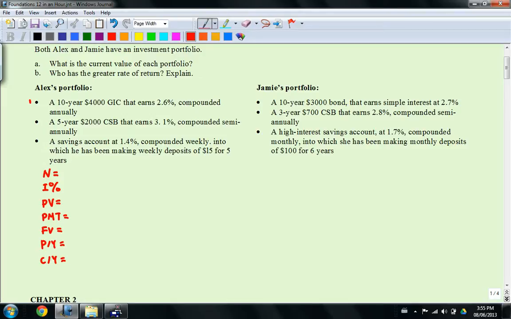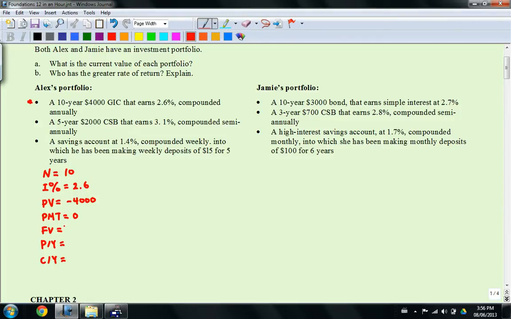So the first part is the 10-year $4,000 GIC. Since it's compounded annually for 10 years, there will be 10 periods. The interest rate is going to be 2.6%, and you can just type that in as 2.6. You don't have to change it to 0.026 or anything like that. The present value is going to be $4,000, so it's going to be negative because that's the investment that you pay out. The payments are 0, of course, because you're not making any additional payments.